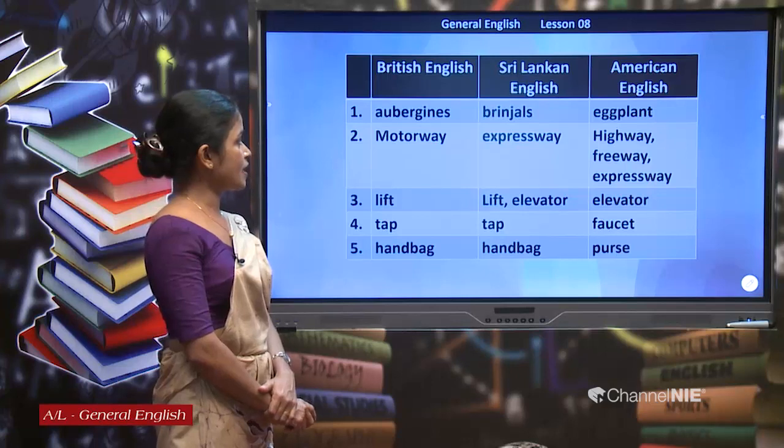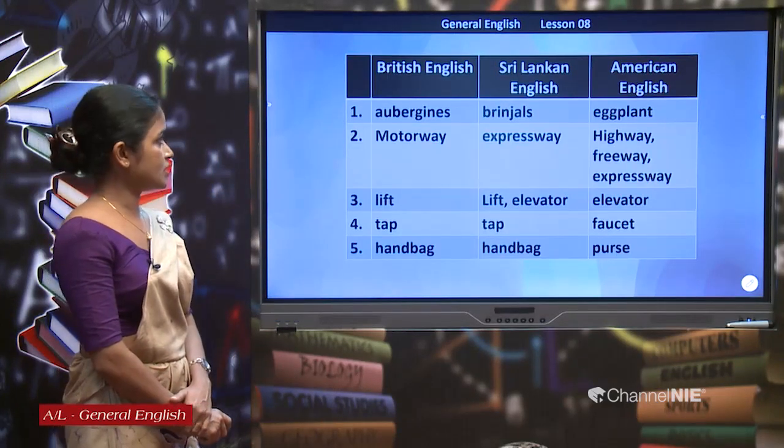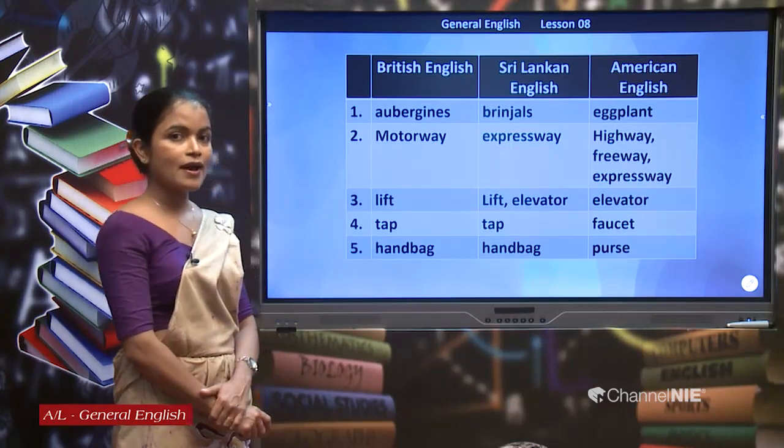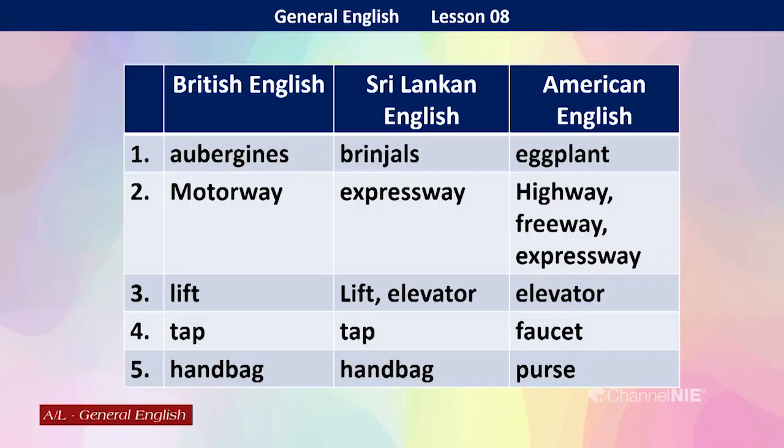So, look at the table given. There they have given the British English word, Sri Lankan English word and American English word. Aubergines, now we call brinjals, British people call them aubergines and Americans call them eggplant. Then as Sri Lankans we call it expressway, but British people say motorway, and Americans say highway, freeway, expressway, right? Then as Sri Lankans we call it lift, or we call it elevator, but the British use only lift and in America they call it elevator.